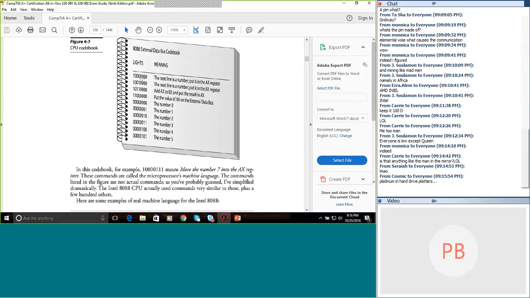So this is how commands work with regard to data going across the bus. When this binary code is put in, 1000011, that means move number 7 into the AX register. This is machine language. When you become a tech and look into error logs for computers, you might see machine check exceptions, machine language exceptions, machine language errors. That means some lines got crossed somewhere.